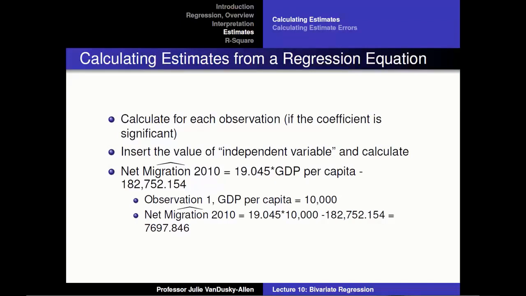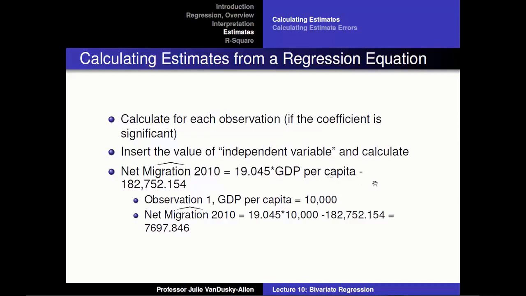Now I'm going to show you how to calculate a point estimate from a regression equation. You can calculate an estimate for each observation. You only do this if the coefficient is significant. So we have this equation here. Net migration hat equals 19.045 times GDP per capita minus 182,752.154. We insert the value of the independent variable here.